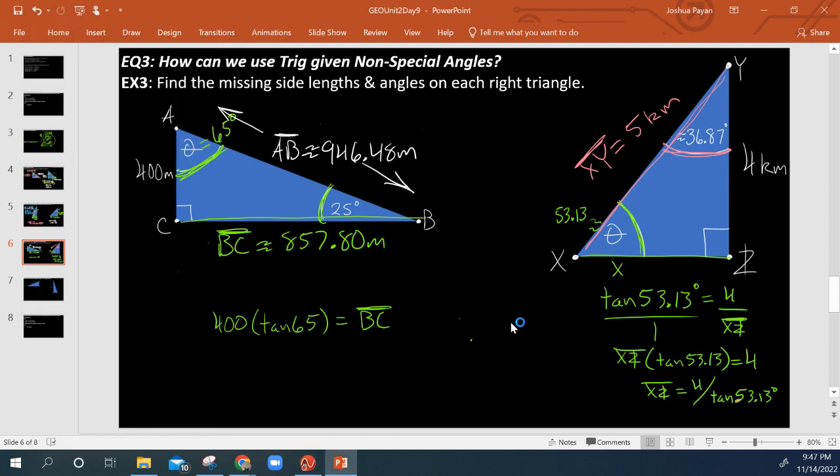Okay, and there you have it. So this is where these angles are coming from. So XZ is very, very close to 3 kilometers. And there we have it, the ratio of 3-4-5. Okay, so now we see a more exact estimate of what these angles are supposed to be on a 3-4-5.